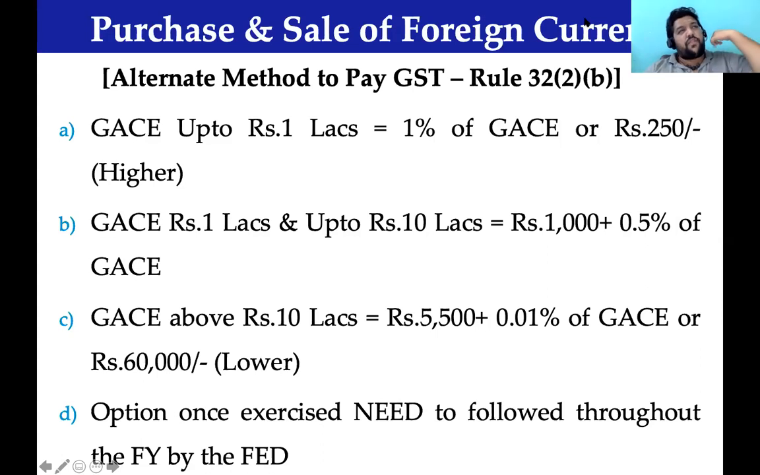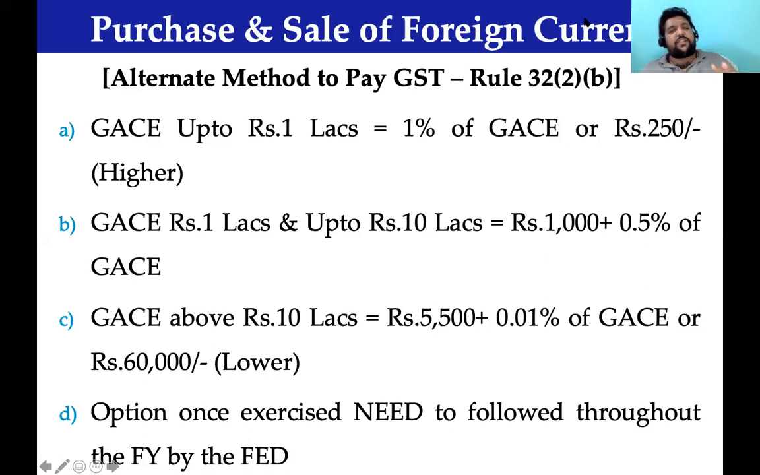If the amount is more than 10 lakhs, it is 5,500 plus the amount above 10 lakhs. See, 2.5 lakhs is more than 10 lakhs. That 2.5 lakhs into 0.01% will come roughly to rupees 25. 5,525 will become your value of supply. So this is the formula method based on gross amount of currency exchange.